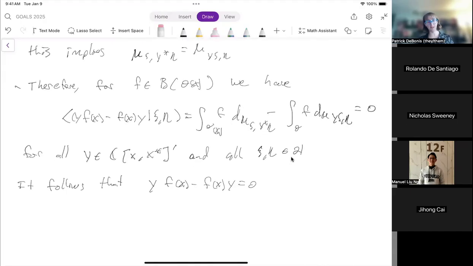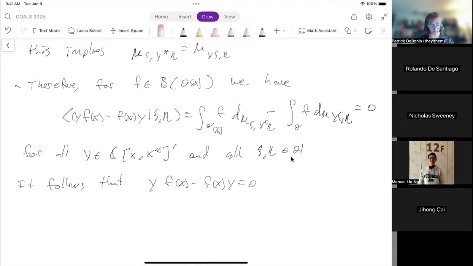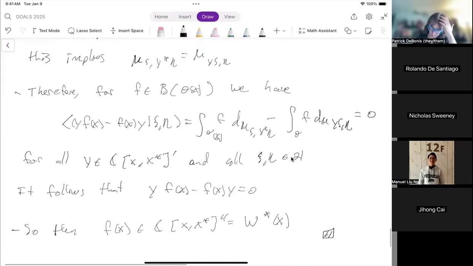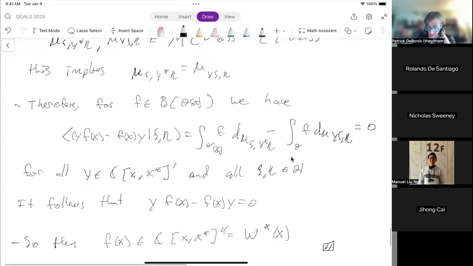And so since f of x is commuting with everything in the commutant, what that tells us is that f of x is in the double commutant of these polynomials. And that's exactly the von Neumann algebra generated by our operator. And so that actually concludes the proof of the Borel functional calculus.